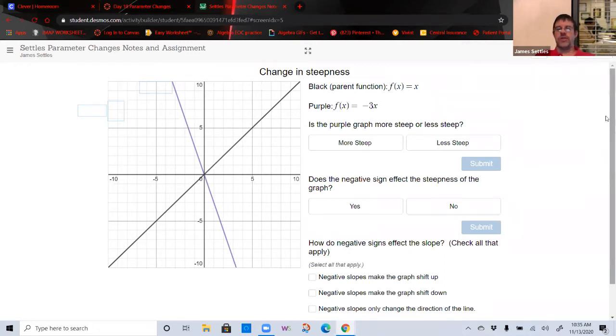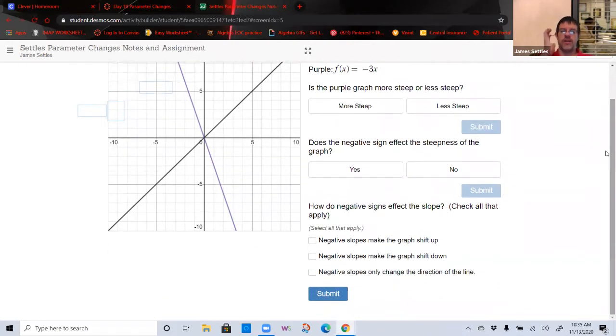All right, and then you're going to have to scroll down just a little bit so you can see all of the check boxes. So it says check all that apply. There might be one box, there could be more than one box. It says, how do negative signs affect the slope? Do negative signs make the graph shift up? Okay. If it does, you'll check it. Do the negative signs make the slope shift down? Okay, if it does, check it. Does the negative slope only change the direction of the line?